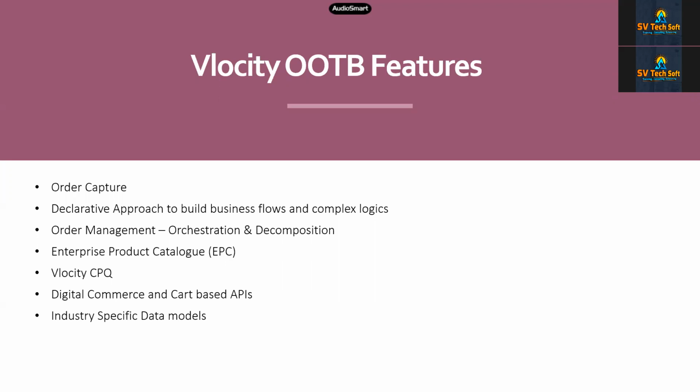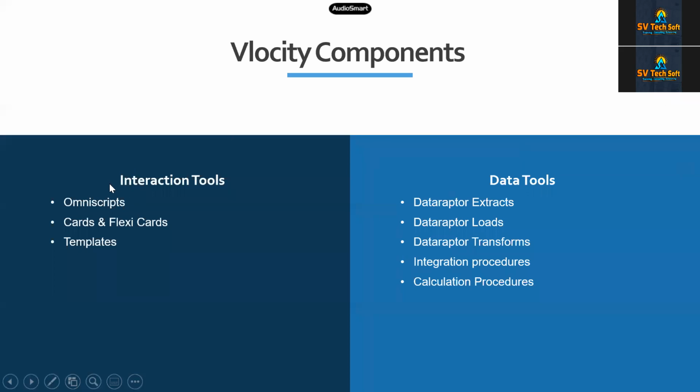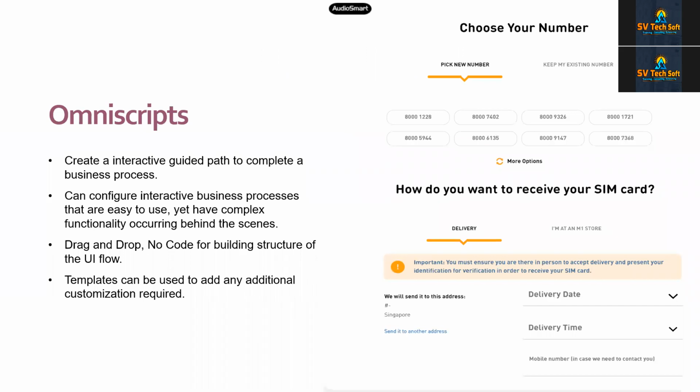Right? So now moving on, other than these out of the box functionalities, coming back to this order capture part, Velocity provides certain components which are basically divided into two parts: interaction tools and data tools. Interaction tools is basically Velocity Pro. There is something called OmniScript. Interaction tools, the name itself says, are UI components. You can build UI using these components. OmniScripts are basically where you can create a complex business flow.